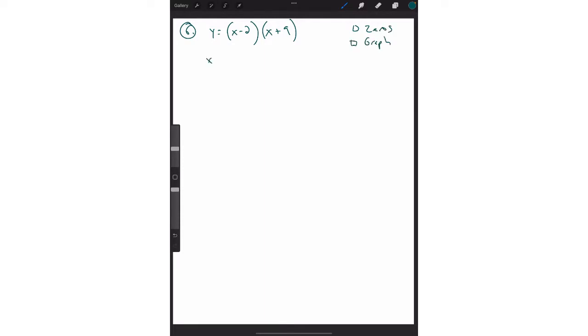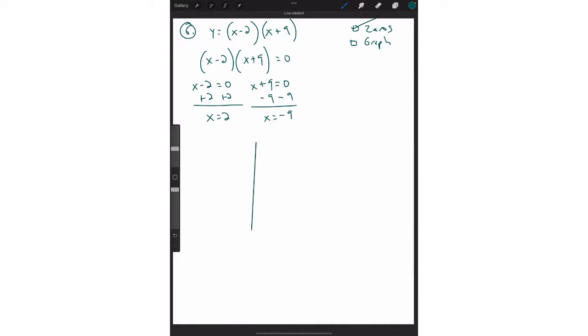So if we find the zeros, we can just say x minus 2 times x plus 9, set it equal to 0. And I can just say x minus 2 is equal to 0 and x plus 9 is equal to 0. Add 2 on each side here, and I get x equals 2. Subtract 9 on each side here, and I get x equals -9. Now that I've done that, I know where my zeros are. I can check that off.